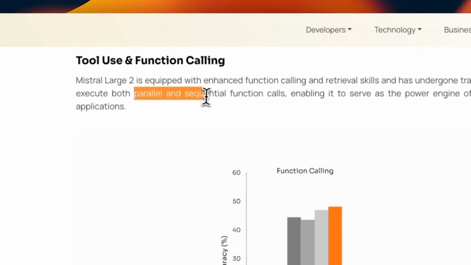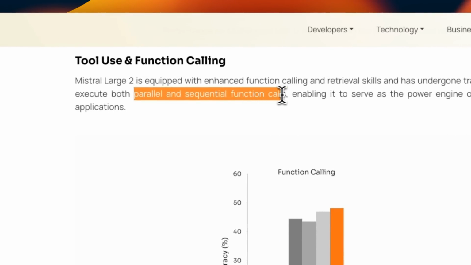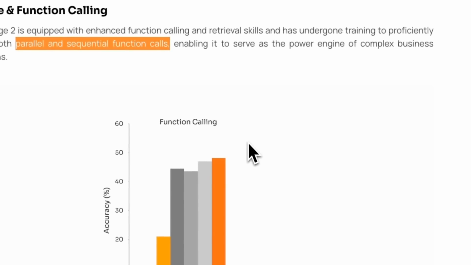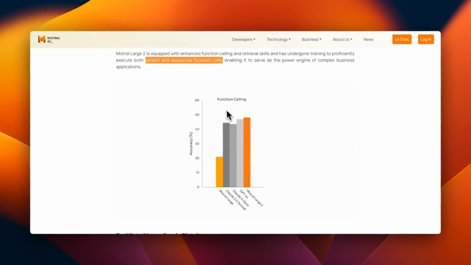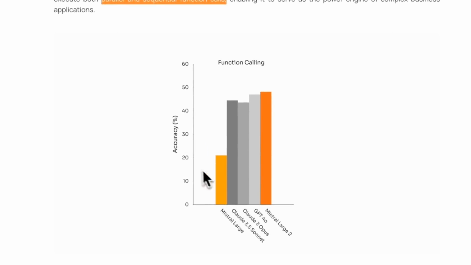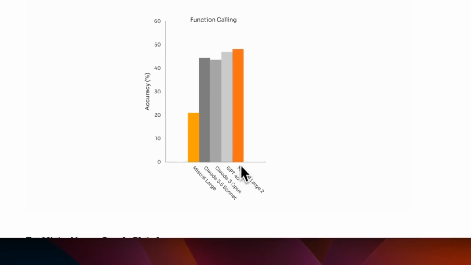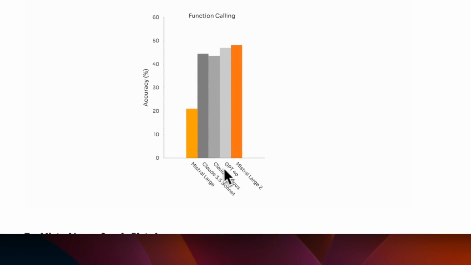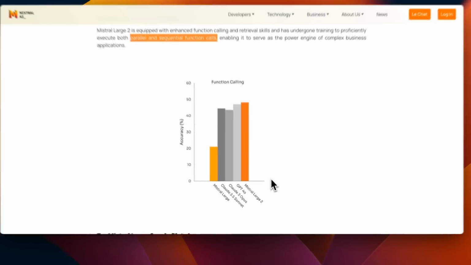Now, this can do both parallel and sequential function calls. So we're going to look at a couple of examples. I will show you a code of how to use this for function calling. And on a number of benchmarks that are dedicated to function calling, this seems to even outperform GPT-4 and Claude 3.5 Sonnet, which is pretty substantial.